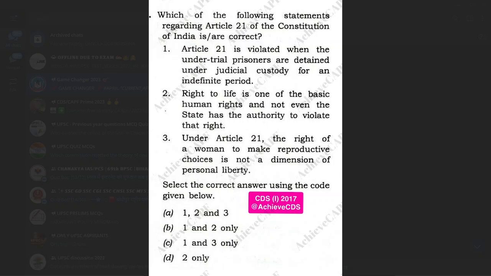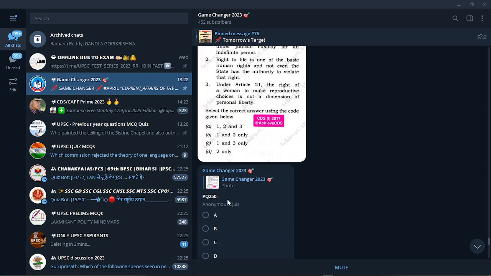Both are correct. One and two. Then option B. Right to life. Right to life is one of the basic.